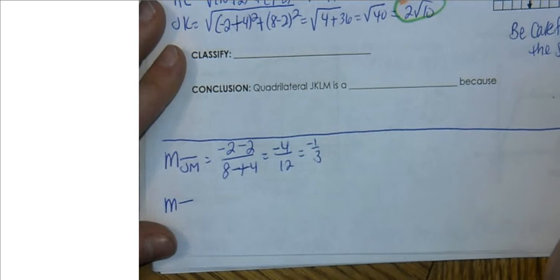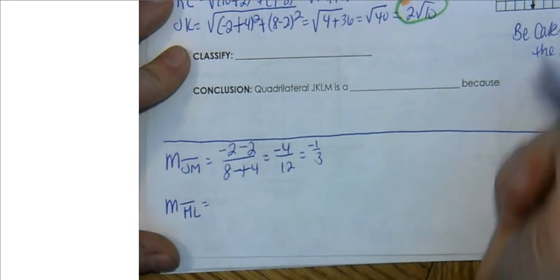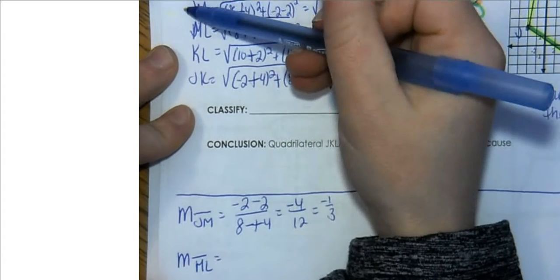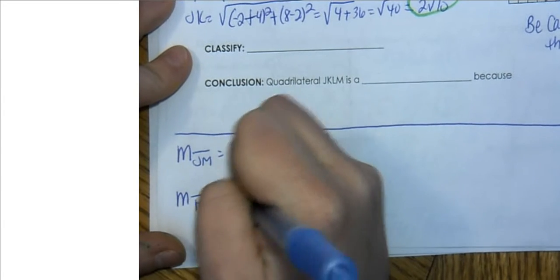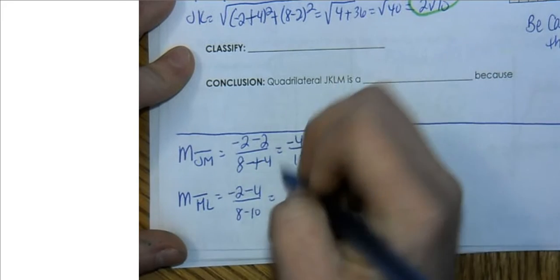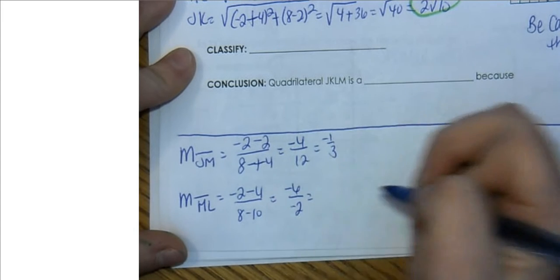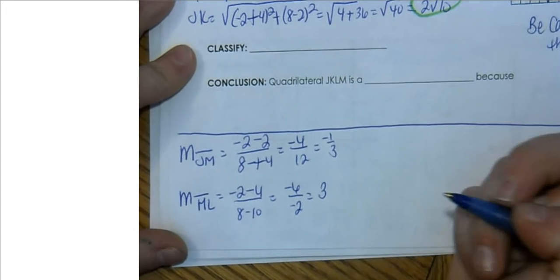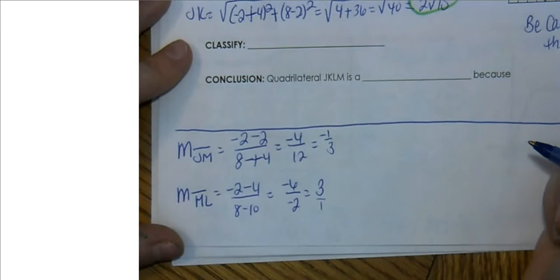So now I'm going to identify the slope of my next segment, which is ML. I'm just going in the same order that I did up here. And that is equal to -2 minus 4 divided by 8 minus 10. So this is -6 over -2, which is equal to +3. Oh, interesting. I'm going to write down that this is 3 over 1.